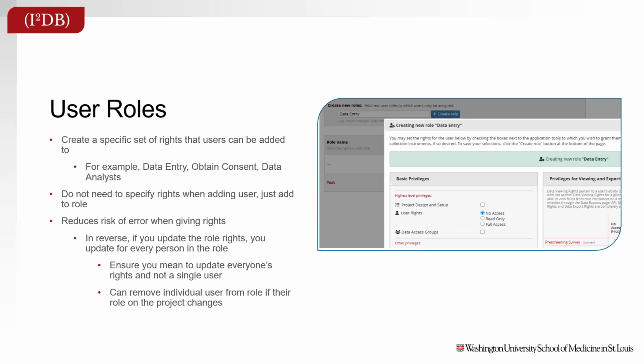However, in reverse, if you update the role rights, you update for every person in the role. So if you're saying, okay, research coordinator 1 needs more rights, make sure that all the other research coordinators in that role need those rights as well. And if somebody has gotten a promotion and now has more roles on the project, they can be removed from that REDCap role, and then you can update them individually.